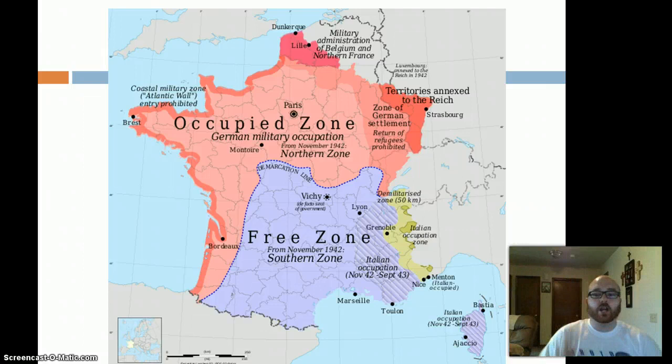As you see here, occupied zone. All this was German zone. Okay, they occupied almost all of France. Terrible. I mean, France was just not ready for Germany to come in and take over.